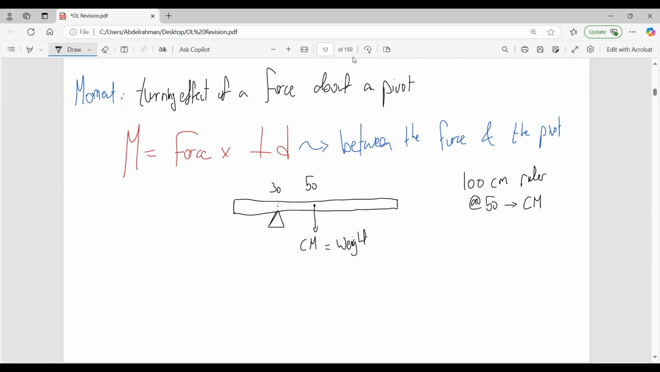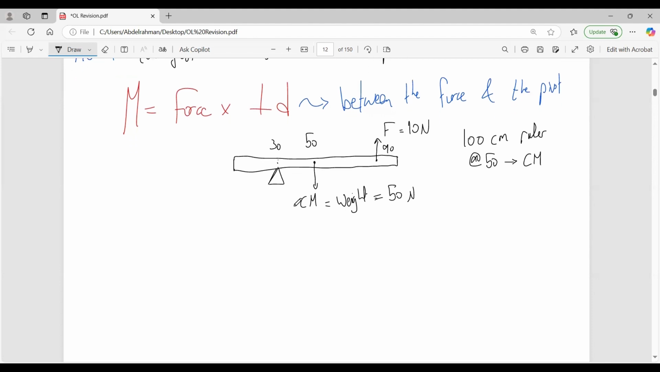But what about if we have another force acting at, let's say, the 90 centimeter mark? It's an upward force at the 90 centimeter mark. Let's say this force is 10 newtons, for example. The weight in this question is 50 newtons. And then he's asking, is this object in equilibrium or not? I don't know. How can I find out if the object is in equilibrium or not?